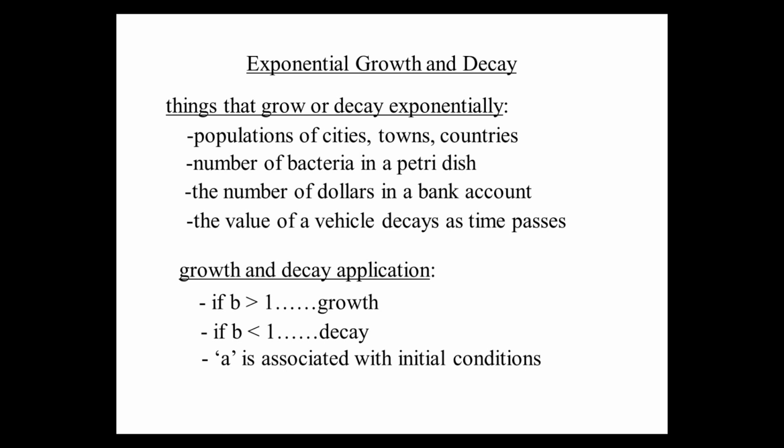So if b, the base of the exponential function, is greater than 1, it's growth. The curve is going up. It's sloping up. It's taking off. And if b is less than 1, it's decay. It's sloping down. It's becoming asymptotic to the x-axis. We've studied this previously in the unit. But the new thing for this video is that there's not just a b, but there's an a. And a is associated with initial conditions. I'll show you what this means.